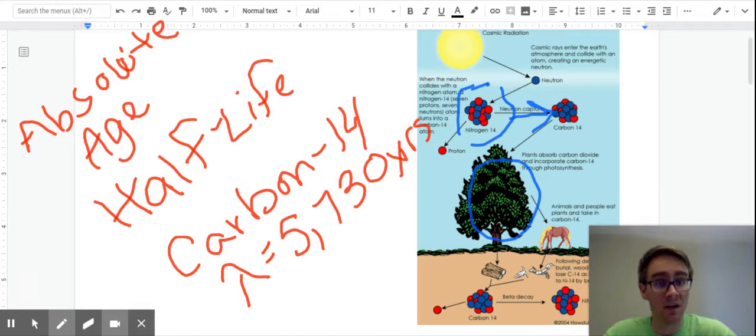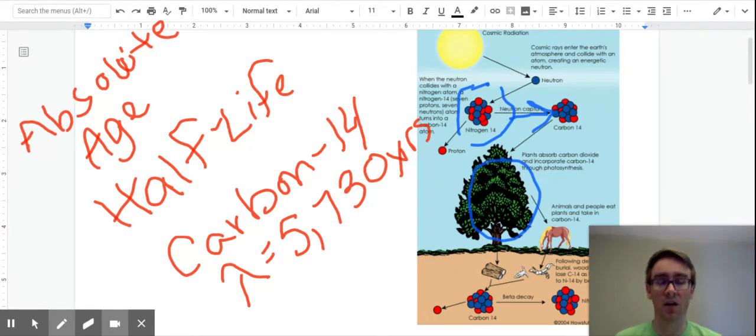When we die, we stop taking in carbon-14. So that carbon-14 in our body starts to decay into nitrogen, but there's no more new carbon-14 coming in. So depending on how much there was at the beginning and what percentage of that carbon-14 is left after a certain amount of time, we can tell how much time has passed.